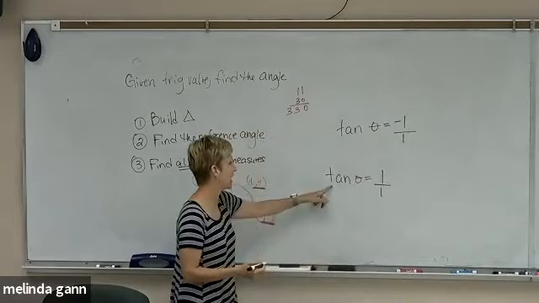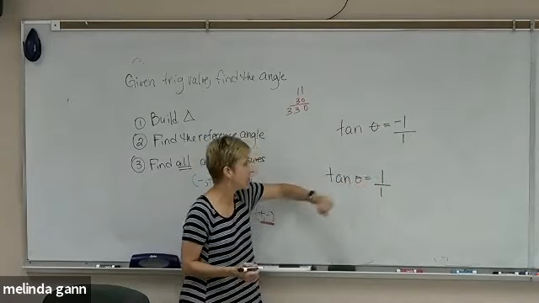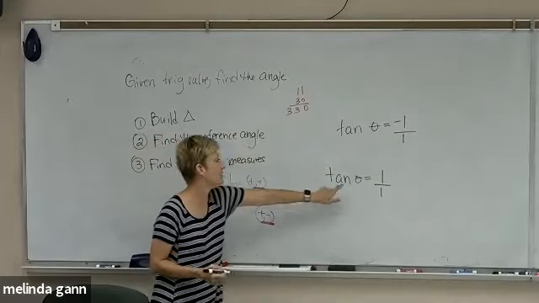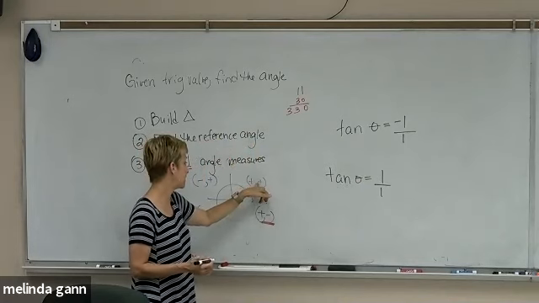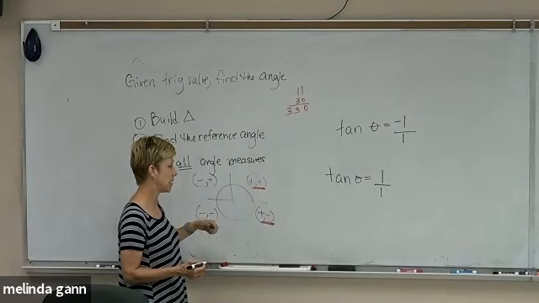So if I said tangent of theta is 1, the signs would have to match. So on this one, I would be in quadrants 2 and 4. On this one, I'd be in quadrant 1, but look where else I would be. I'd be in quadrant what? 3. Because a negative divided by a negative is a positive.